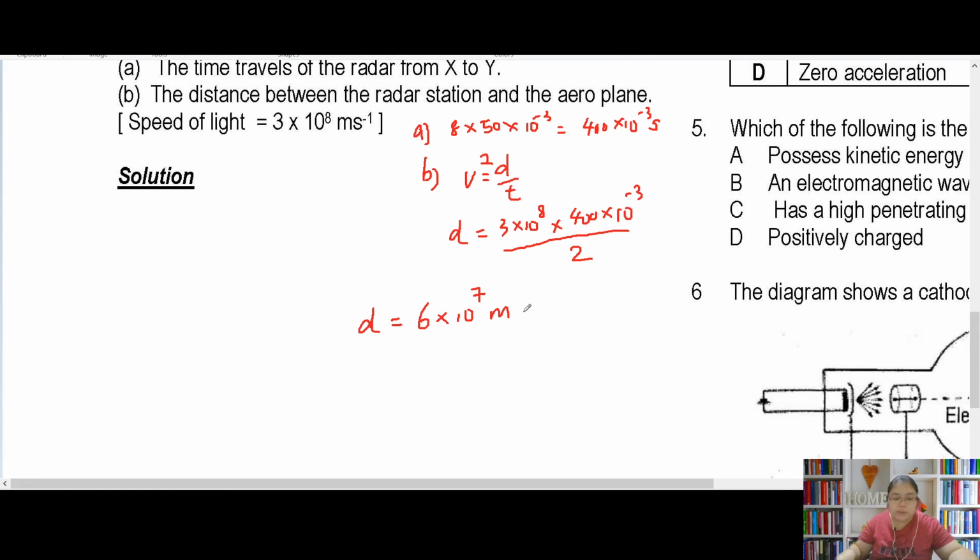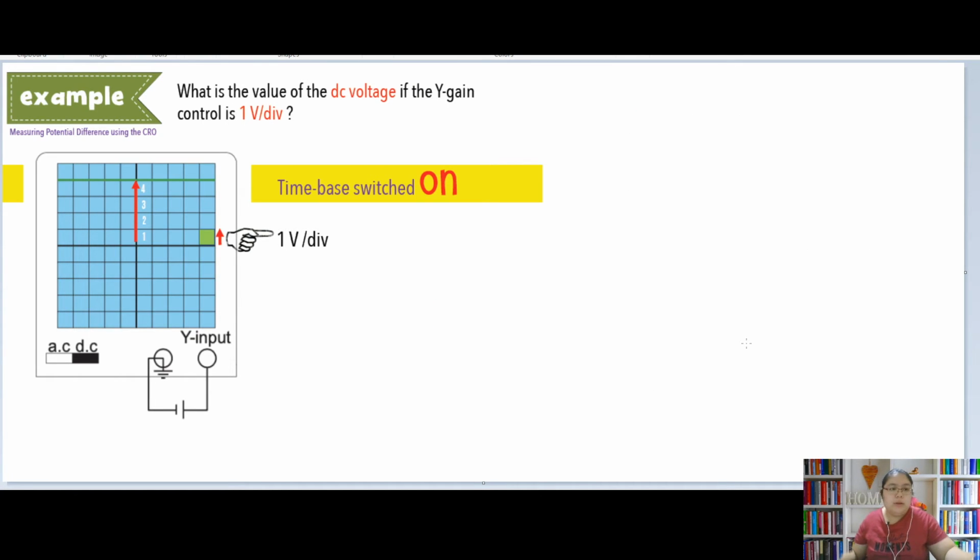Okay, I will show you some example questions for calculation. Let's see here first. Okay, this is one example question. What is the value of the DC voltage if the Y gain is given? They give you the info: the Y gain is 1 volt per division. This info is very important, and if we don't have it, we cannot do the calculation. So 1 volt per division.